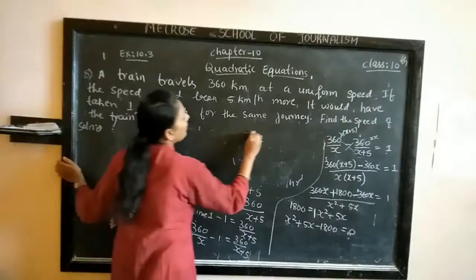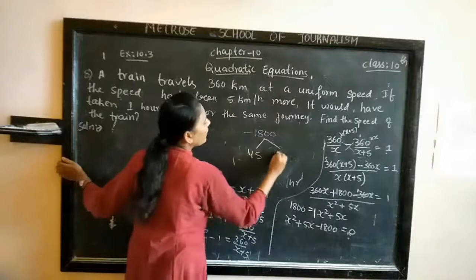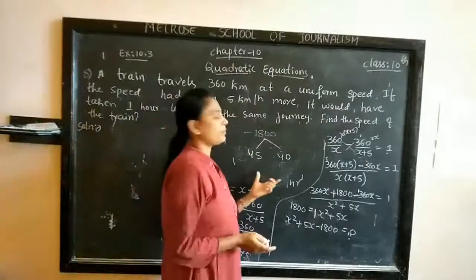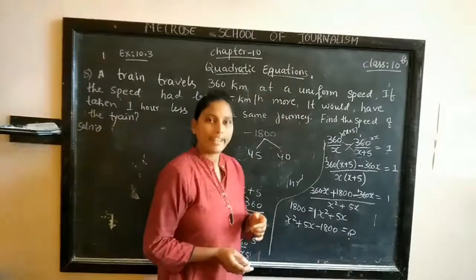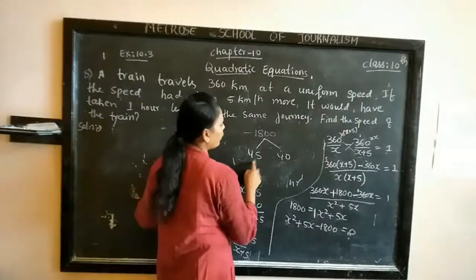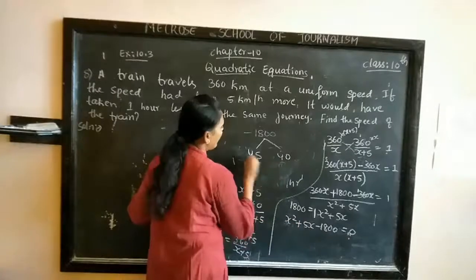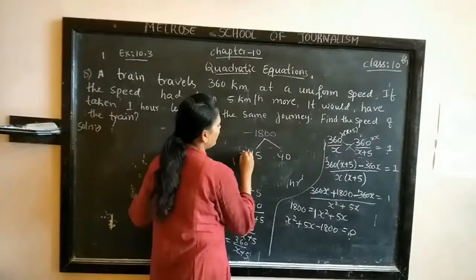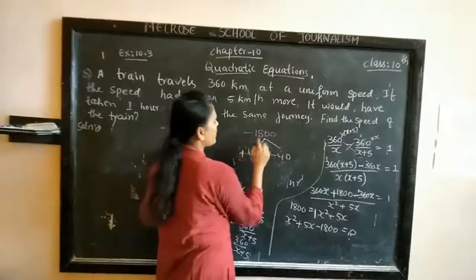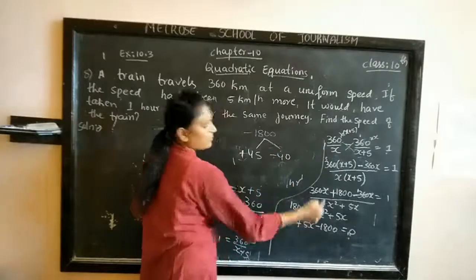I should take minus 1800. The two factors I am taking are 45 and 40. If you multiply 45 and 40, you will get 1800. Or if you do plus or minus, we need to check the coefficient of x. We have plus sign, so the bigger number will have plus, and the smaller number will have a negative sign. Plus 45 into minus 40 is minus 1800. Plus 45 minus 40 is plus 5.